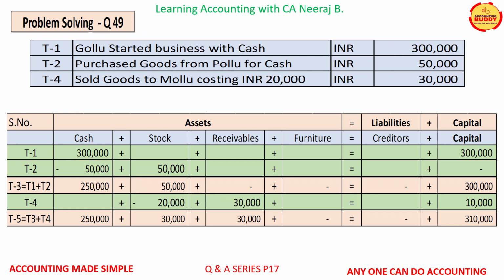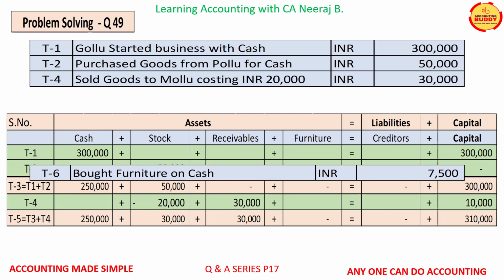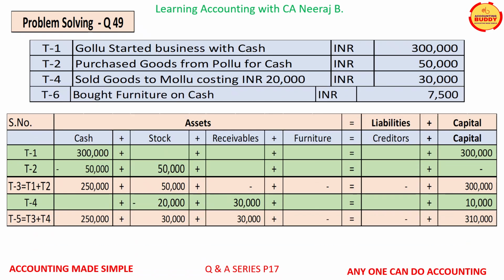Post transaction T4, the new accounting equation will have cash 250,000, stock 30,000, receivables 30,000, totaling to 310,000 on the left hand side, and an equal amount of 310,000 as capital on the right hand side of the accounting equation. Now let us analyze T6 transaction related to the purchase of furniture worth 7,500 on cash.